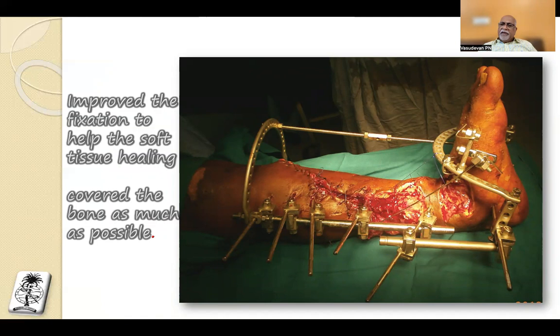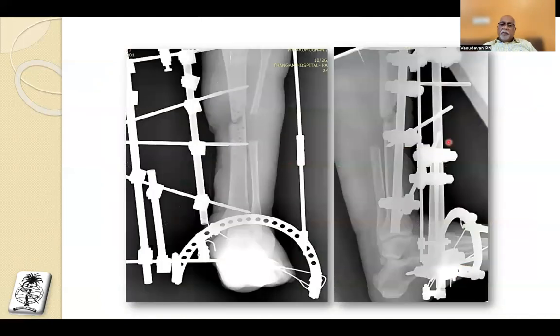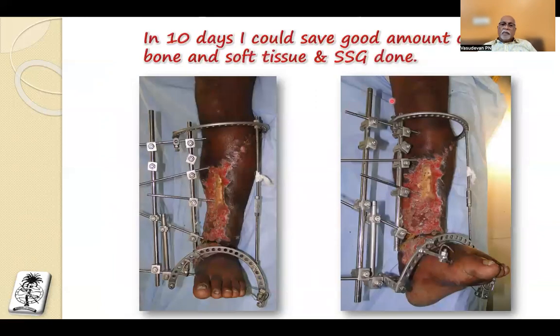And you can see the skin is being hooked by K-wires. And all the tricks have been done there. Foot is stabilized on the half ring. This was how it was looking. And I could save a good amount of bone here. And this is the only part which is lost.